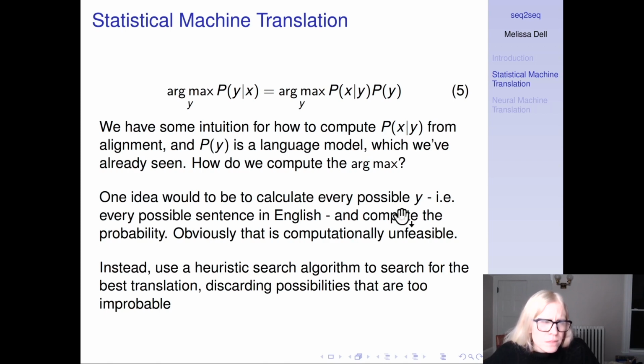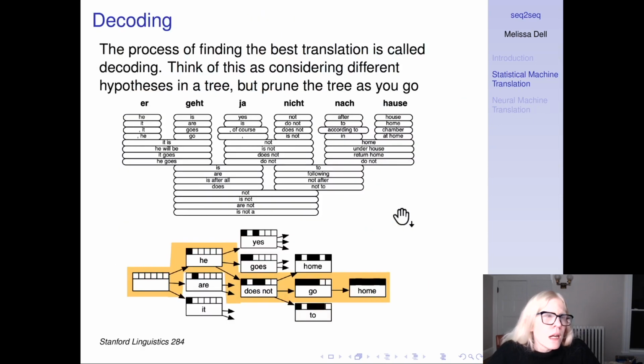And so how are we going to compute the argmax here? One idea would be to calculate every possible Y, i.e. every possible sentence in English, and compute the probability. Obviously that's not computationally feasible. So instead, use a heuristic search algorithm to search for the best translation, discarding possibilities that are too improbable. The process of finding the best translation is called decoding. You can think of this as considering different hypotheses in a tree, but you prune the tree as you go along.